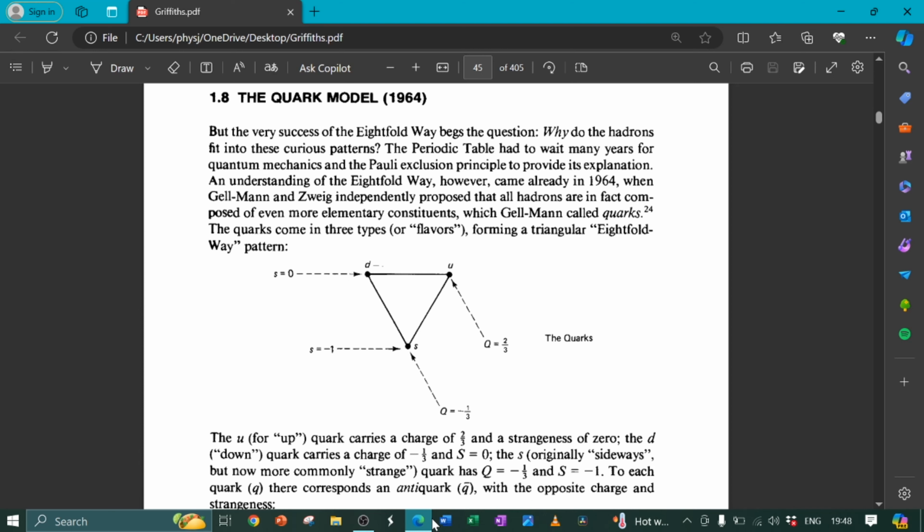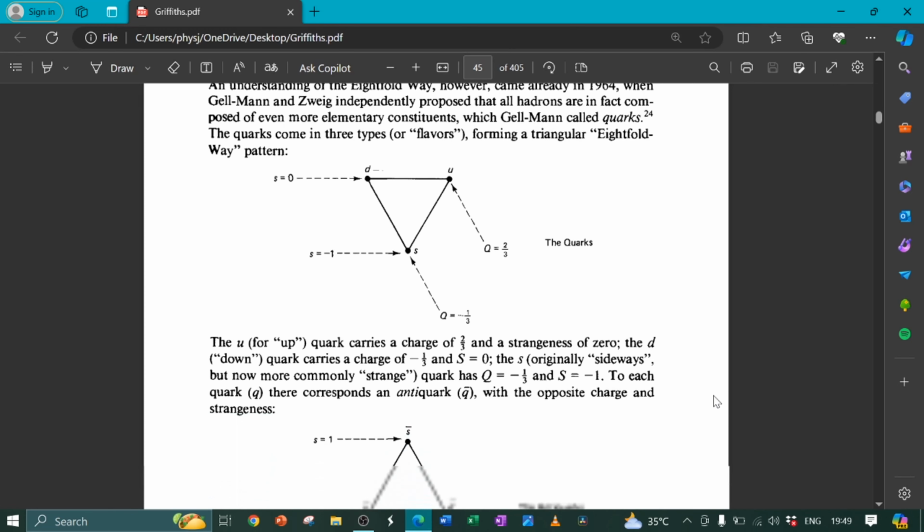all hadrons are in fact composed of even more elementary constituents, which Gell-Mann called quarks. The quarks come in three types or flavors, forming a triangular eightfold way pattern. The quarks: S equals 0 for D and U, S equals -1 for S.